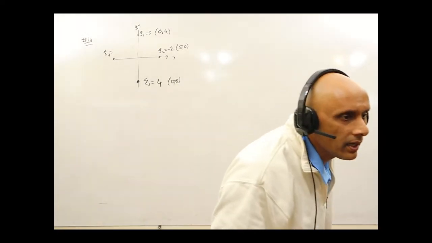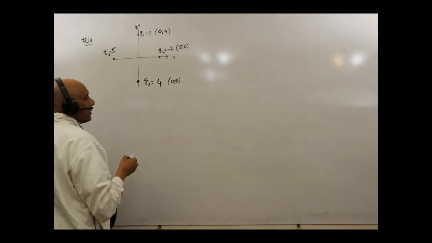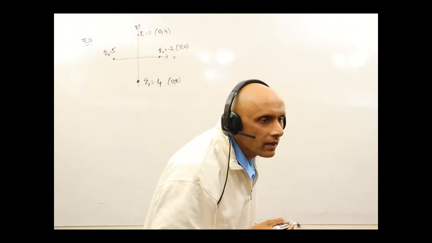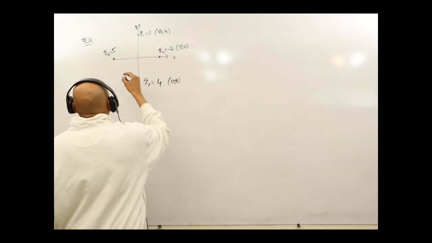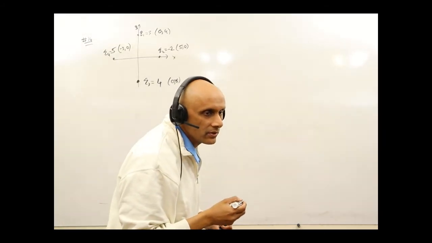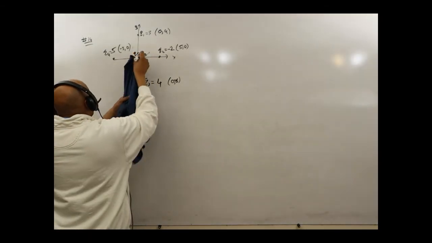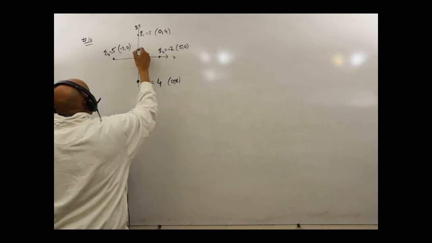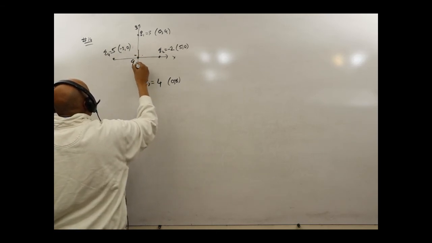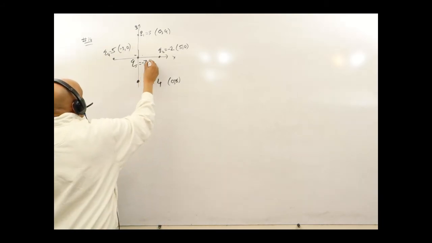Q4 is given by 5 coulombs, and it's located at negative 3, 0. My diagrams are kind of small, but hopefully it's clear. And there's a 7 coulomb charge, Q5, right at the center. So Q5 is equal to negative 7 coulombs, at the origin.